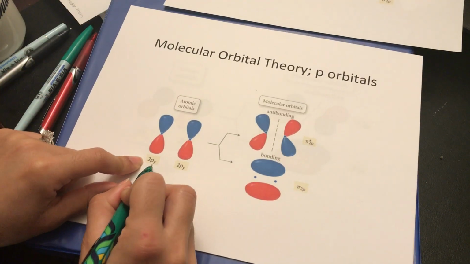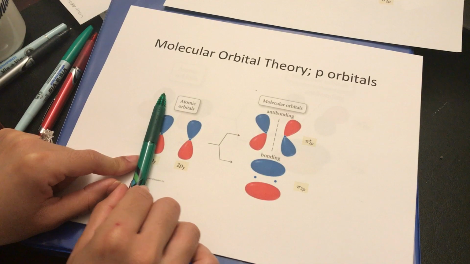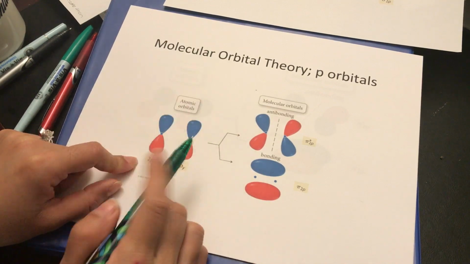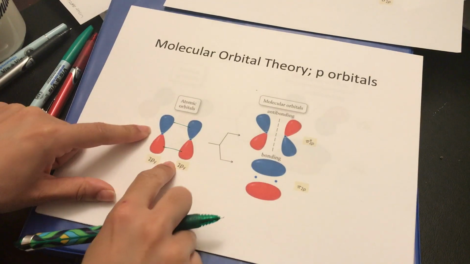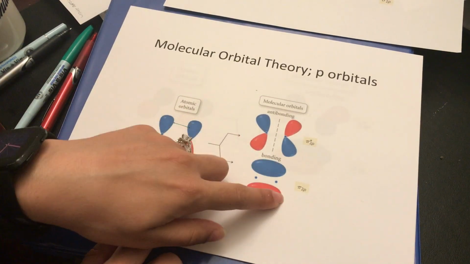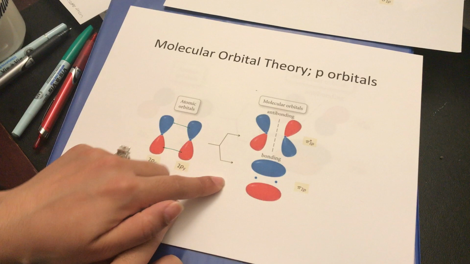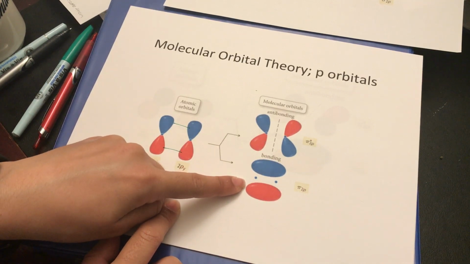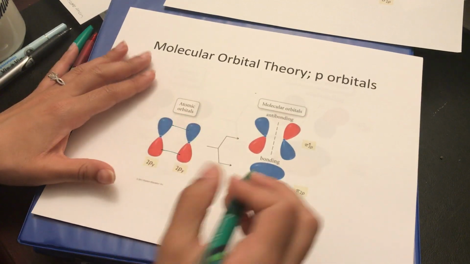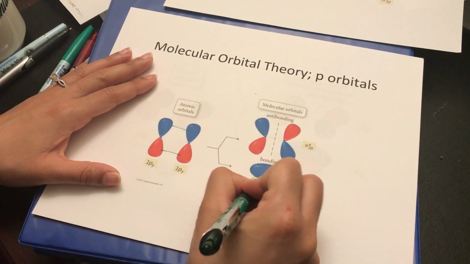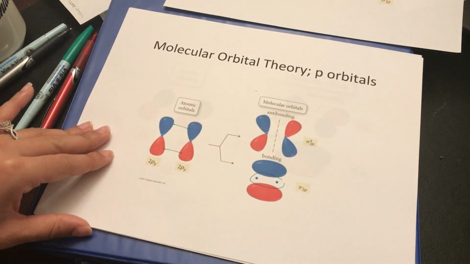Then we have the py. That's going up and down of your plane. Now, because these are next to each other, they can combine side by side. When you have a side-by-side combination, we already learned we can call that pi. So we have a pi 2p and a pi 2p star, where the internuclear distance is right here in the middle of the axes for the pi.